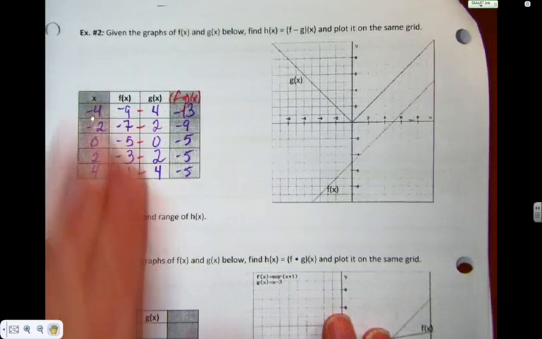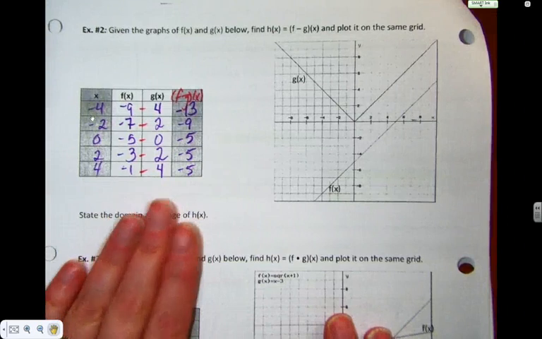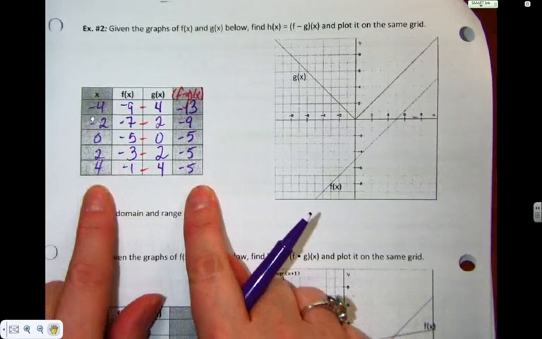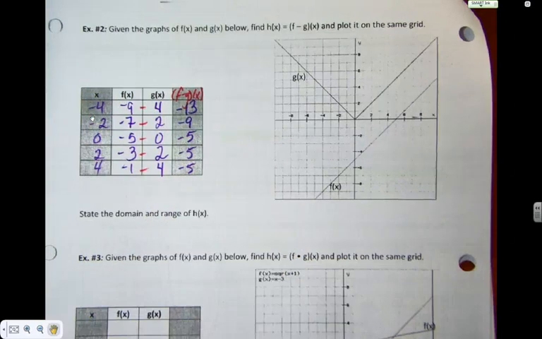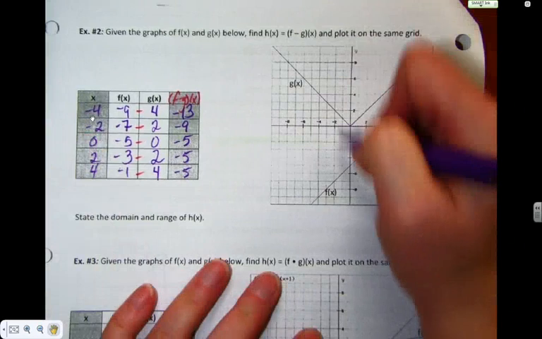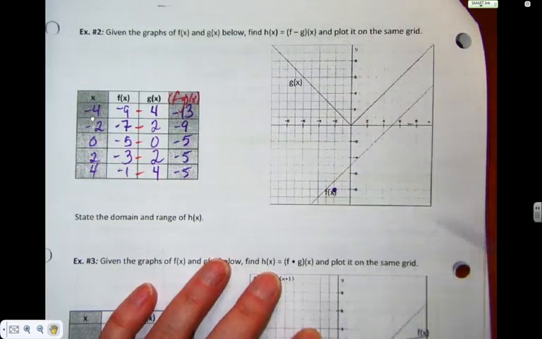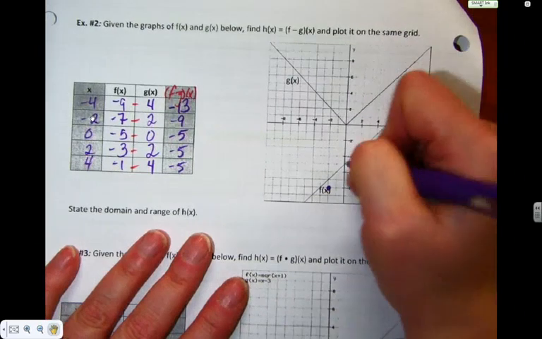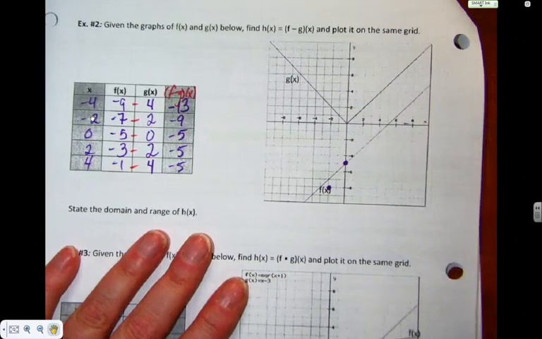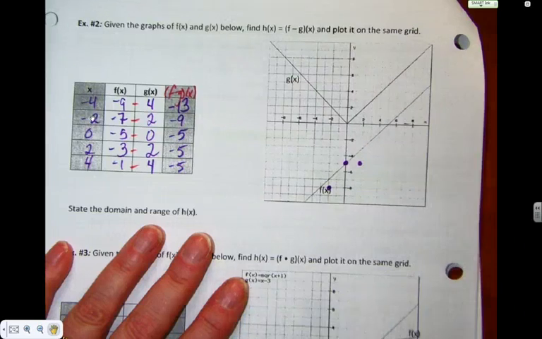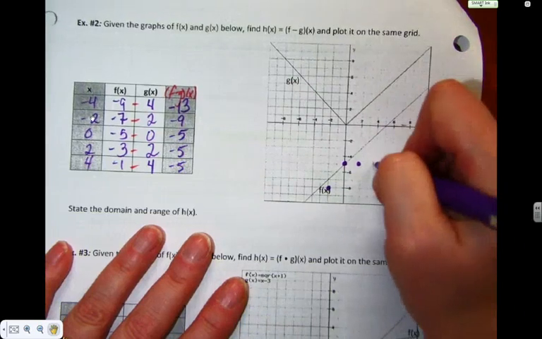Out of this table, what are the actual values now we're graphing? So where do we get the coordinates? The first and the last one. So our x values will remain the same. It's our new y values. Okay, so negative 4, 13 off the graph. Negative 2, negative 9. 0, negative 5. 2, negative 5. And 4, negative 5.